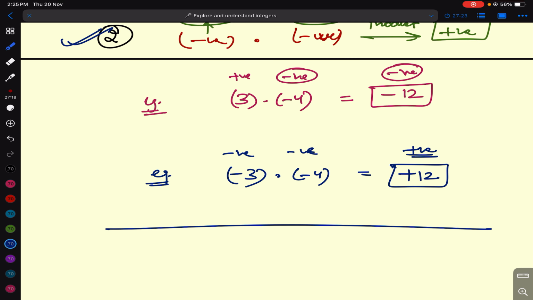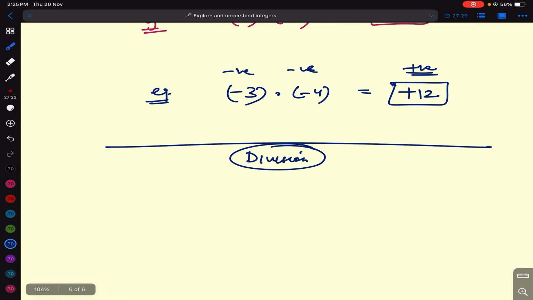Now let's move to the division part. When I talk about division, we can recall that the answer can be verified by multiplying the quotient by the denominator. What do I mean by this? When we perform a division, we can verify it by multiplying the quotient by the denominator of the division, or you can say the divisor of the division.